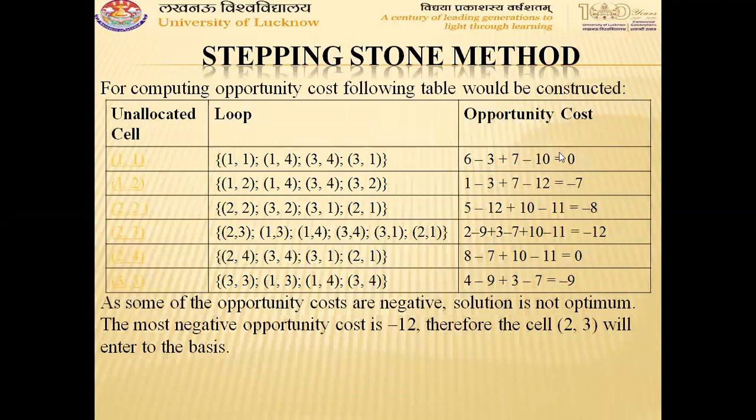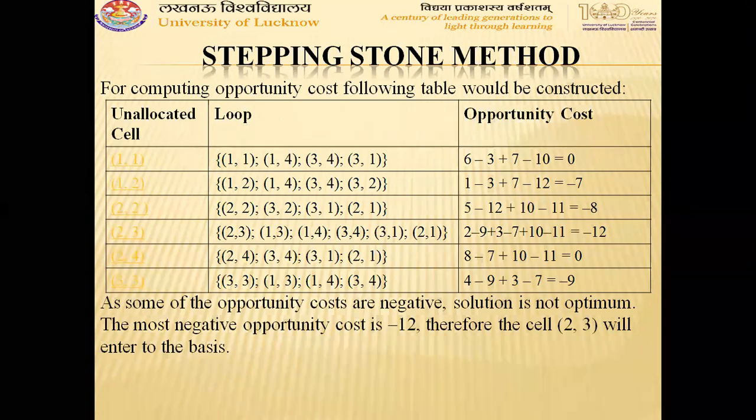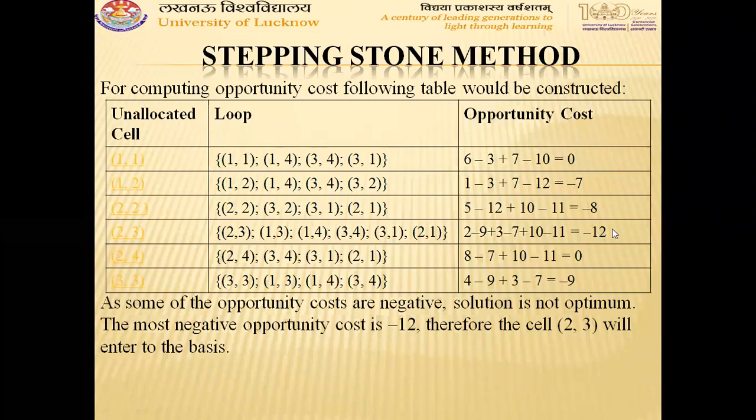So these are the opportunity costs or improvement indices. Some are 0 and some are negative. That means not all the improvement indices are non-negative, so our solution is not optimum. Now we obtain the most negative opportunity cost, which is minus 12. The cell corresponding to this, that is 2,3, is said to enter the basis.